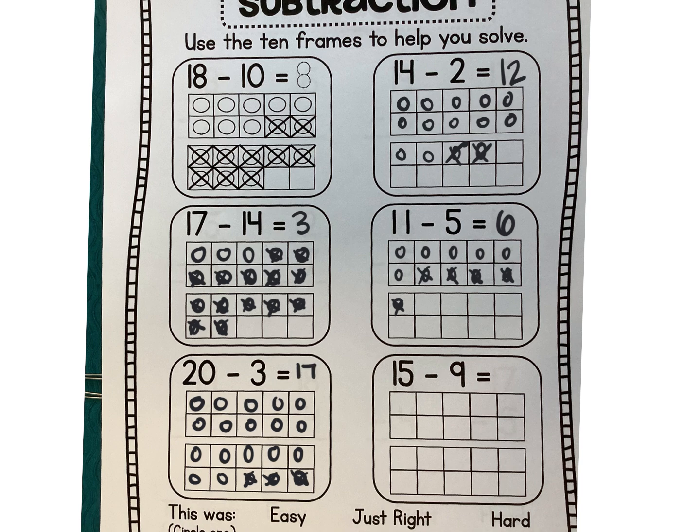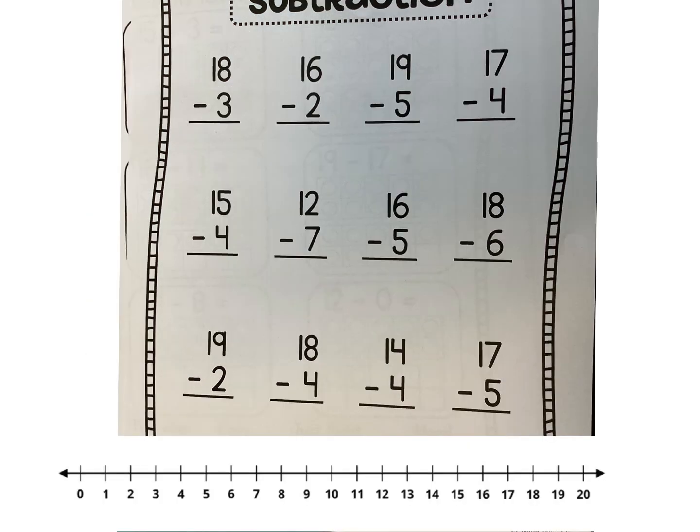Okay, last one. 15. And then I'm going to cross off 9. And how many does that leave me with? 6. Very good. All right, we will need our number lines for the back side.